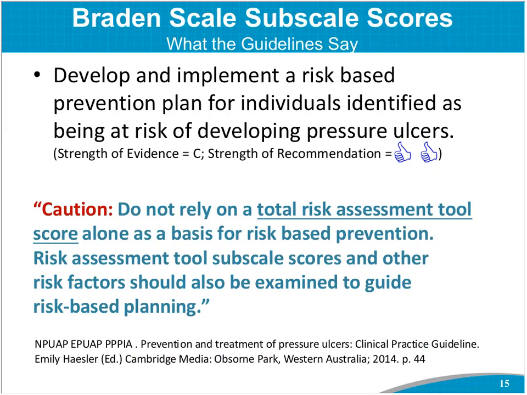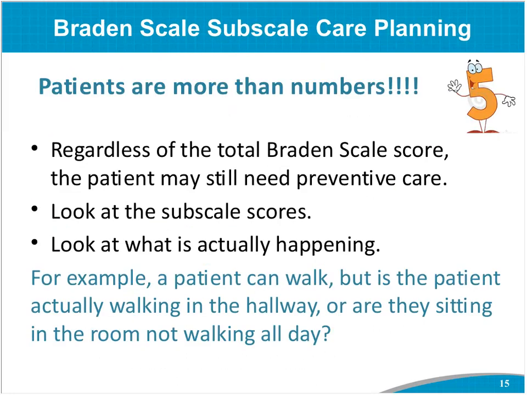But they say under this recommendation, which, remember, strength of recommendation is pretty strong here, they give it 2 thumbs up. They caution us to not just rely on the total risk assessment score alone for the basis of risk prevention, that you really need to look at the risk factors to guide your risk planning in the subscores also with the patient. So I always like to say people are more than numbers, because you need to think about that regardless of what the subscale scores are, and if they're low, you need to incorporate them. And low means a 1 or a 2.